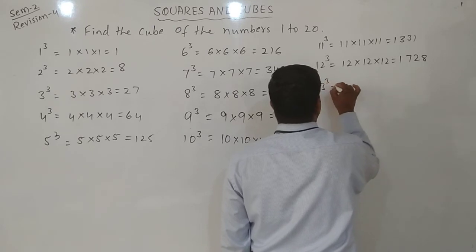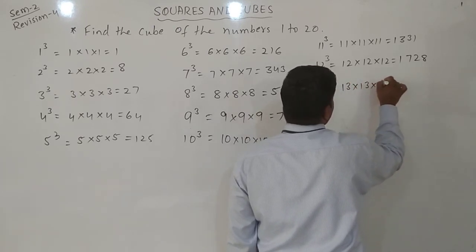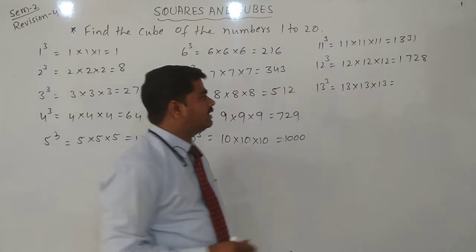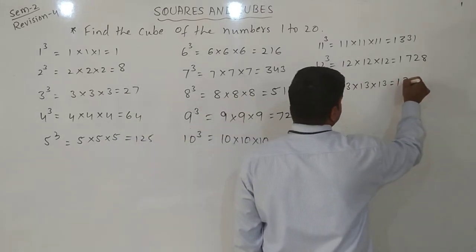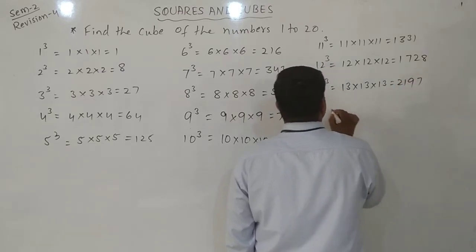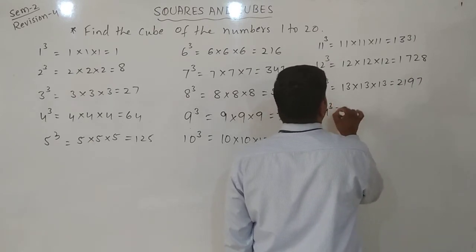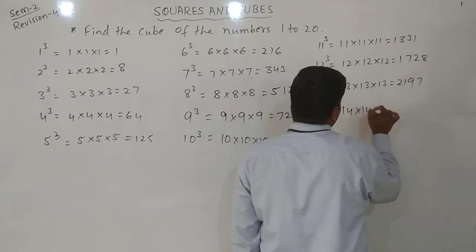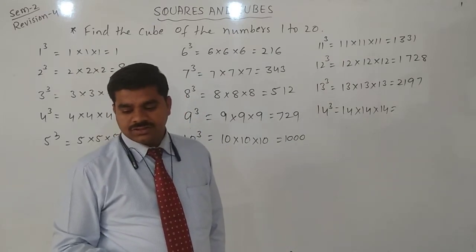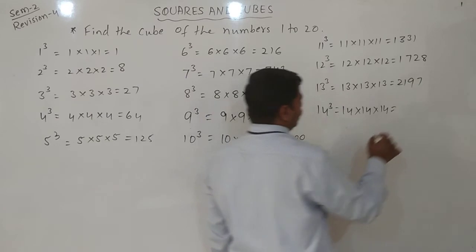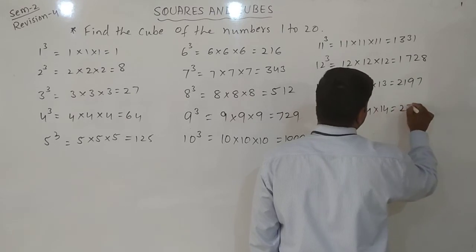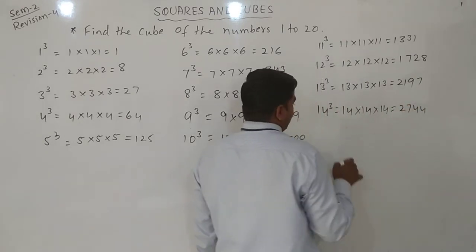13 cube, 13 into 13 into 13. Yes, that is equal to 2197. 14 cube, 14 into 14 into 14. 14 14s are 196, into again 14, 2744. Yes.